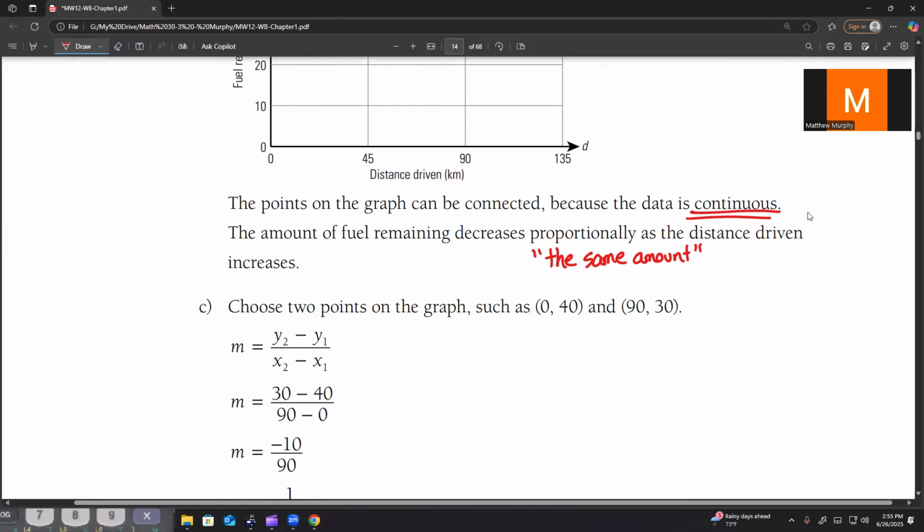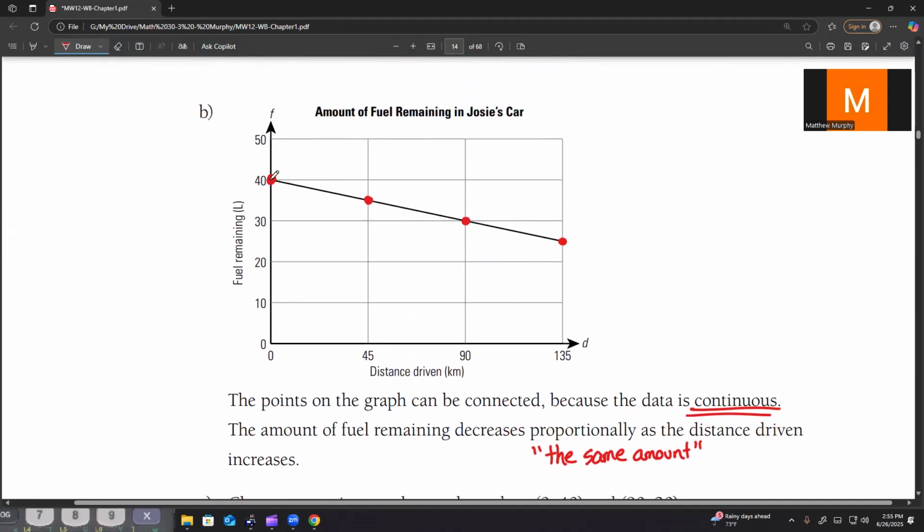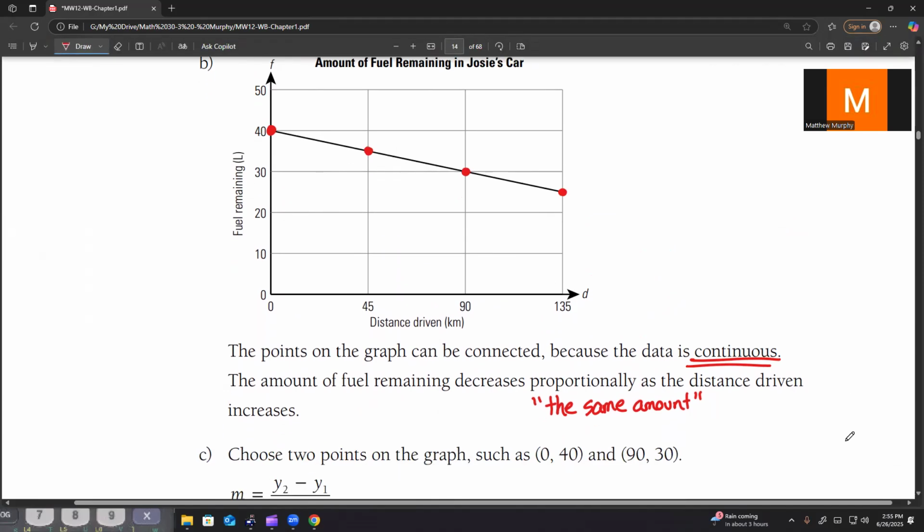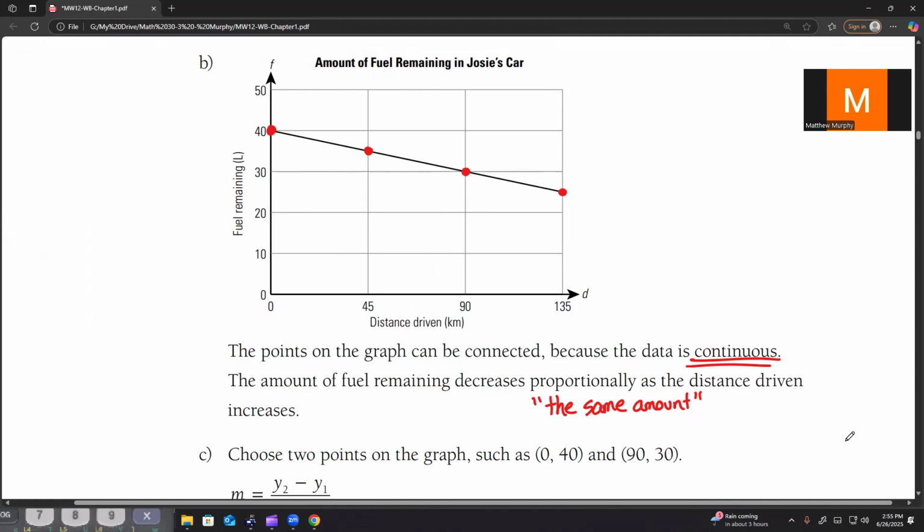So the way to think about that is as you're driving, the fuel you lose is continuous, or else your car is not going to run. So you can just imagine that yes, we only have points here, here, and here, and here, but the fuel is going to constantly go down like so. Okay, so that's what we call continuous. The amount of fuel remaining decreases proportionally, or the way to think about it is the same amount as the distance driven increases. Now, realistically, this is probably not true, but for our purposes, we're going to assume.